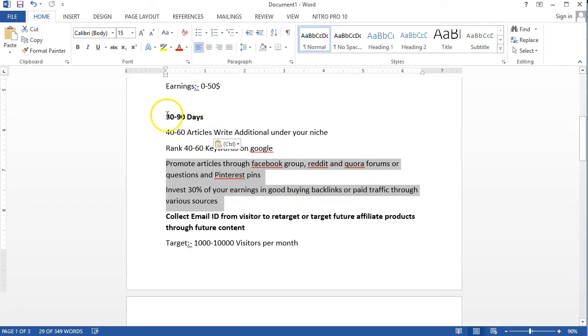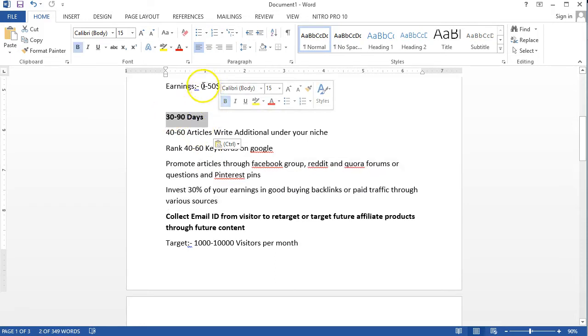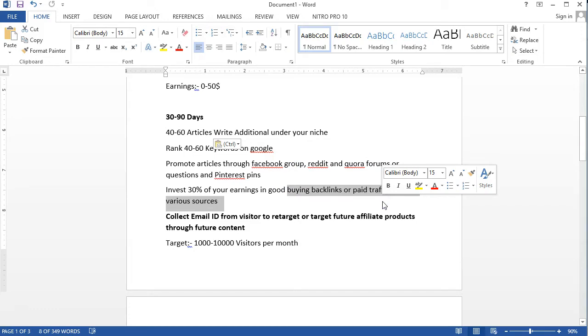Now within those 30 to 90 days, you will start getting some good earnings, like within $50 to $100 or more. So I would suggest to invest 30% of your earnings in buying backlinks or buying paid traffic. You can get on Fiverr. There are many people who share your content on their own pages. If you have any content related to your niche, you can go to Fiverr and find different Facebook pages who would like to share your content on their blogs or on their Facebook pages or social media channels for just a small amount of price, like $5 or $10.